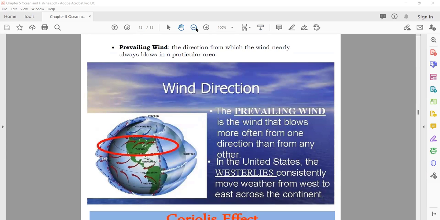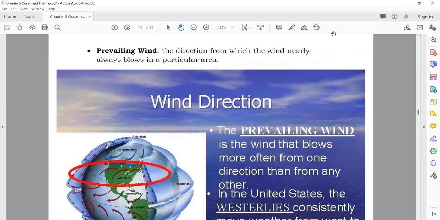After that, you have the prevailing wind. This is another term that is used. Again, it's really easy. If you use the word prevail, prevail means something remains for a time, not sudden, but remains for some specific time. They're saying the direction from which the wind nearly always blows in a particular area is known as prevailing wind.